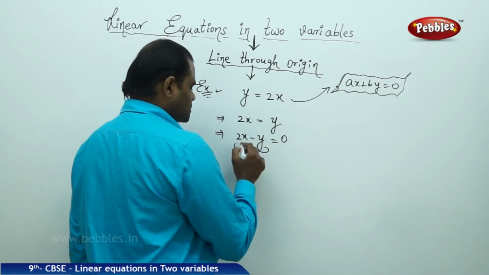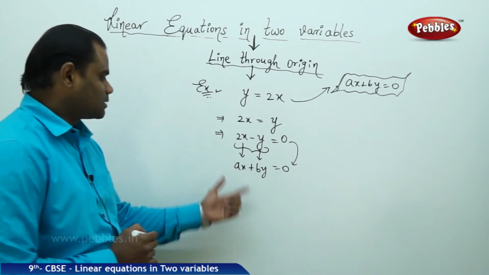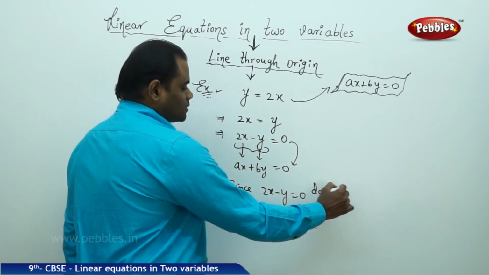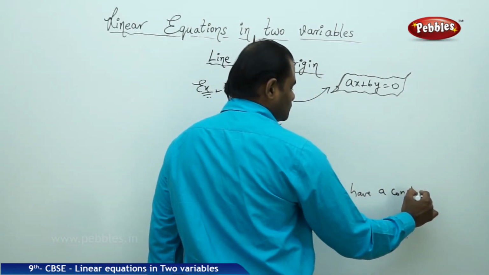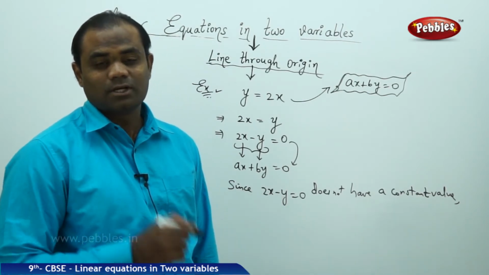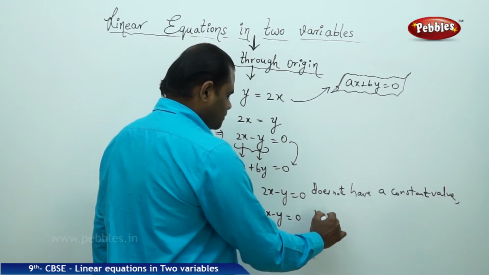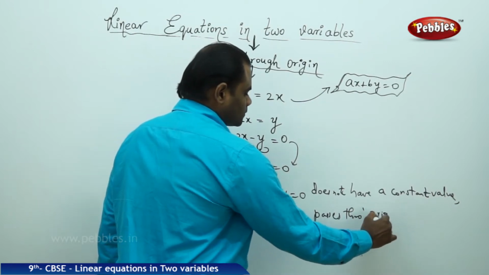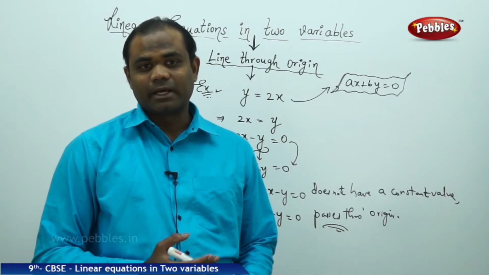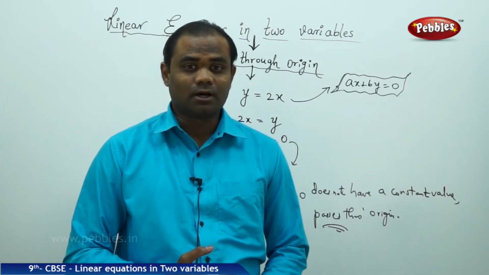Clearly, as I see the comparison, this can be written in the form ax plus by equals 0, which says that the constant value is 0. Since 2x minus y equal to 0 does not have a constant value, therefore this must pass through origin, is how we conclude. It should be a line which passes through the origin in the xy coordinate system. A straight line passing through origin is represented by ax plus by equal to 0. See, the constant vanishes, is how I understand.